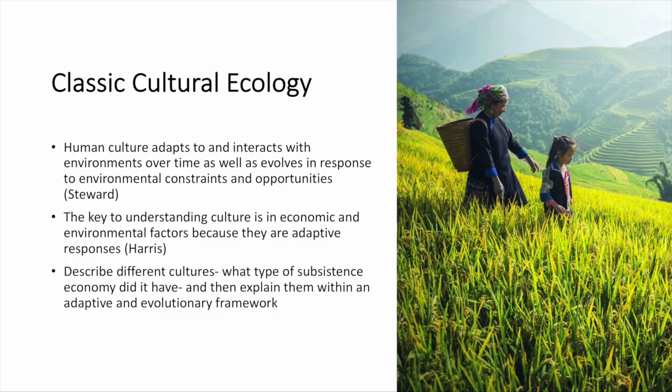In classical cultural ecology, the work by people like Julian Steward and Marvin Harris, for example, human culture or learned behavior adapts to and interacts with environments over time, as well as evolves in response to the constraints and opportunities that environments provide. For classical cultural ecologists, the key to understanding culture is in economic and environmental factors, primarily because human behavior is an adaptive response to the environment. So for classical cultural ecologists, describing different cultures, what type of subsistence economy they have, and then explaining them right within this adaptive and evolutionary framework is a central objective.